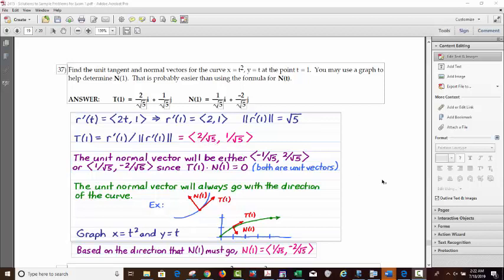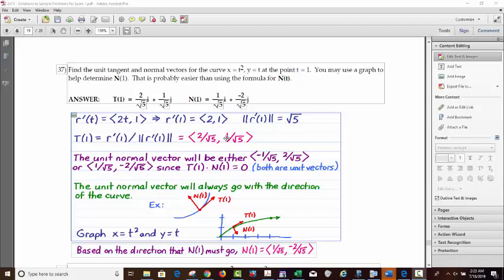Now the idea on this, there's only 2 possible answers that the unit normal vector can be. You can get lots of vectors that are normal to it, but only 2 of them would have a length of 1. It's by keeping the same denominator and reversing the 2 numerators and changing one of their signs.